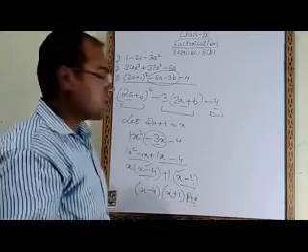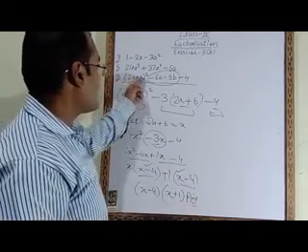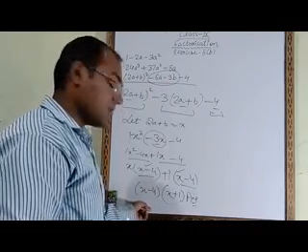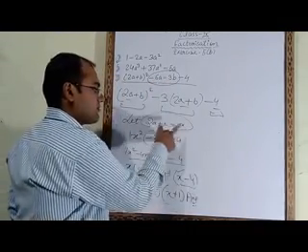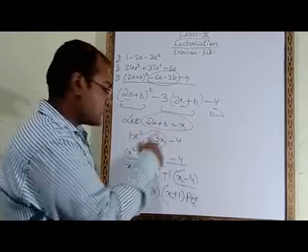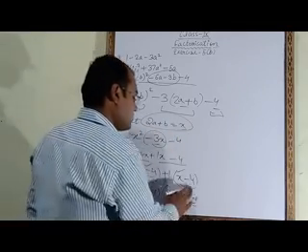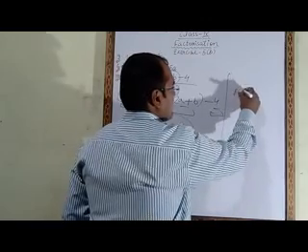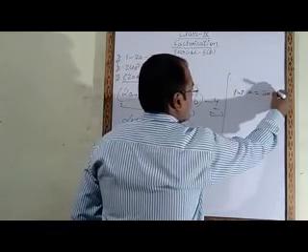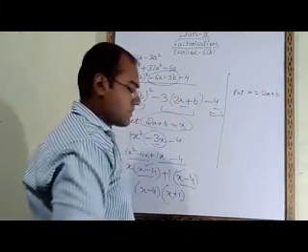But in the question he had given a, b alphabets, but our answer is coming in x. So what you have to do? This x we had assumed here. X value is 2a plus b. This value we have to put. Now what you have to do? This is not the final answer. You have to put here x is equal to 2a plus b.